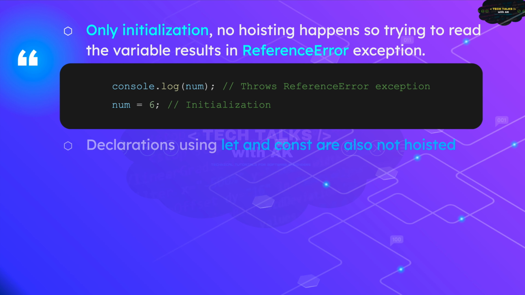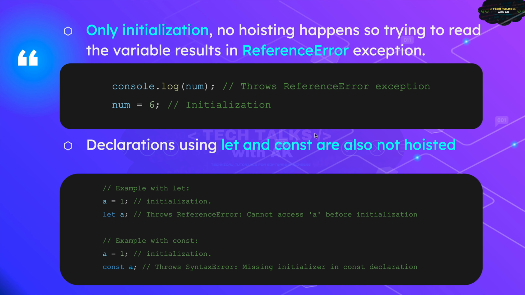The next rule is that declarations using the let and const keywords are not hoisted. For example, if we say a is equal to 1 and then let a, if we try to use a before its initialization or declaration, it will not get hoisted and it will return a reference error because we cannot access a before initialization. Then an example with const: if we say a is equal to 1 and const a, it throws a syntax error because it says missing initializer in const declaration.